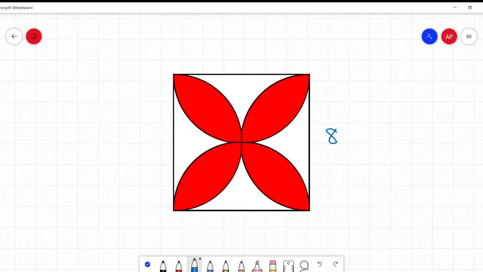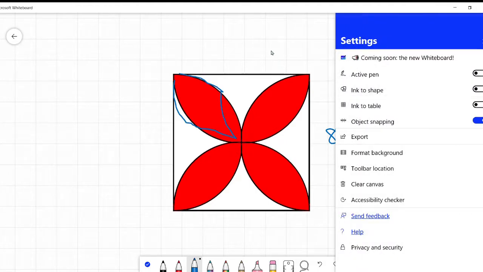Now some people when they look at this are going to say, oh, is there a formula? Is there a way I can figure out what these shapes are? I'm going to turn off the ink to shape feature because I figure that's going to cause problems.